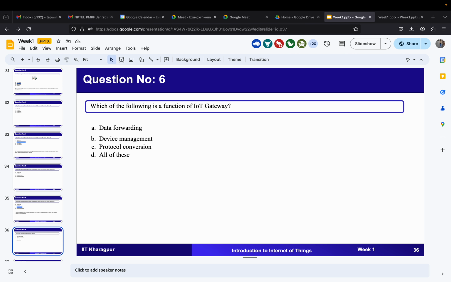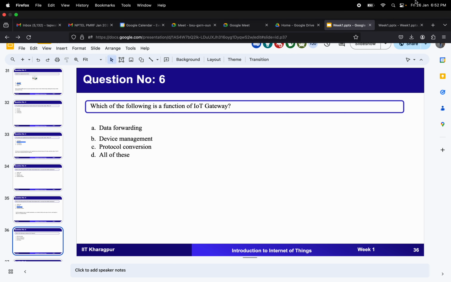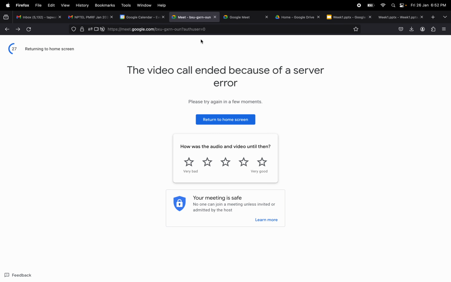Next question is, which of the following is a function of IoT gateway? Options are data forwarding, device management, protocol conversion, all of these. Anyone? Or you can type in the chat box also.